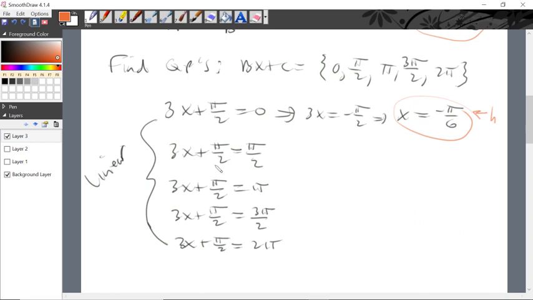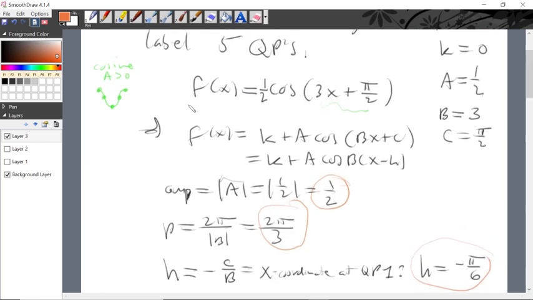Okay, 3x plus pi over 2 is equal to pi over 2. Subtract pi over 2 from both sides, you get 3x is equal to 0. Multiply by 1/3, you get x is equal to 0. So quarter point 2 is located where x is equal to 0. And of course, by looking at the shape of the curve, quarter point 2 is going to be located at an equilibrium value. Where's equilibrium? 0 in this case. It's the vertical shift.